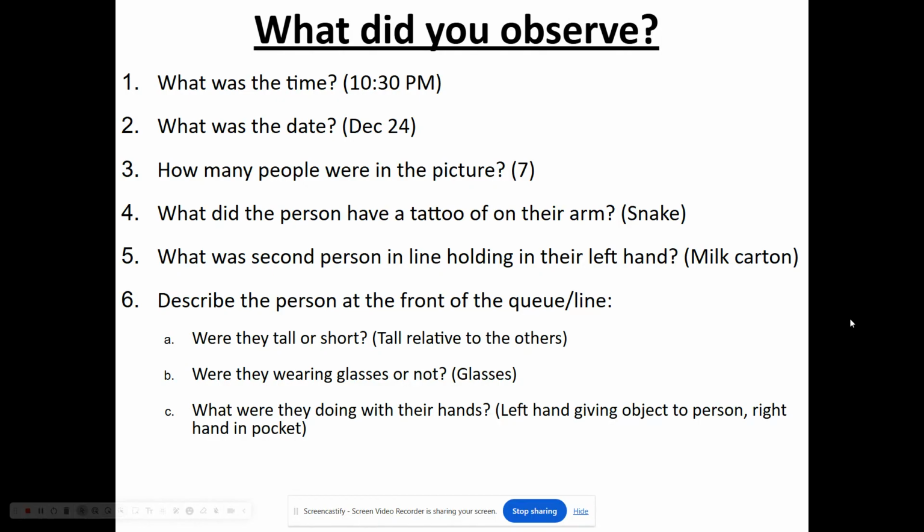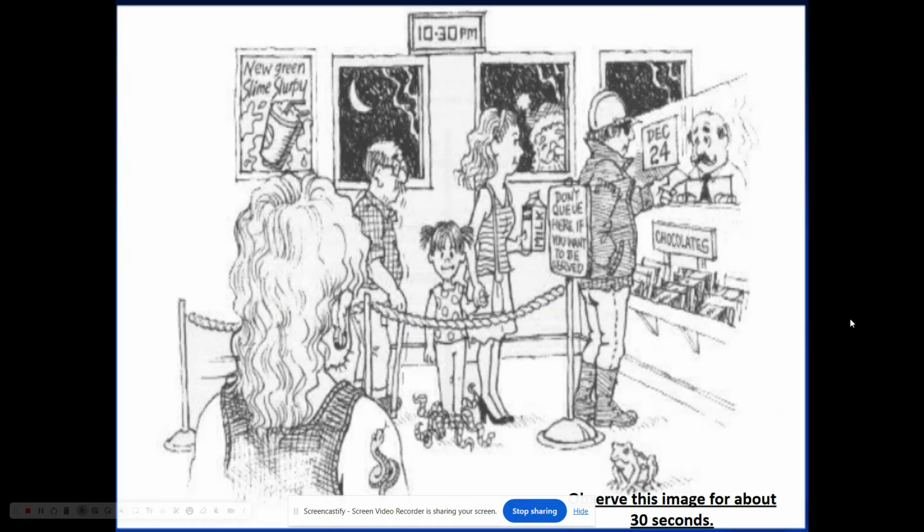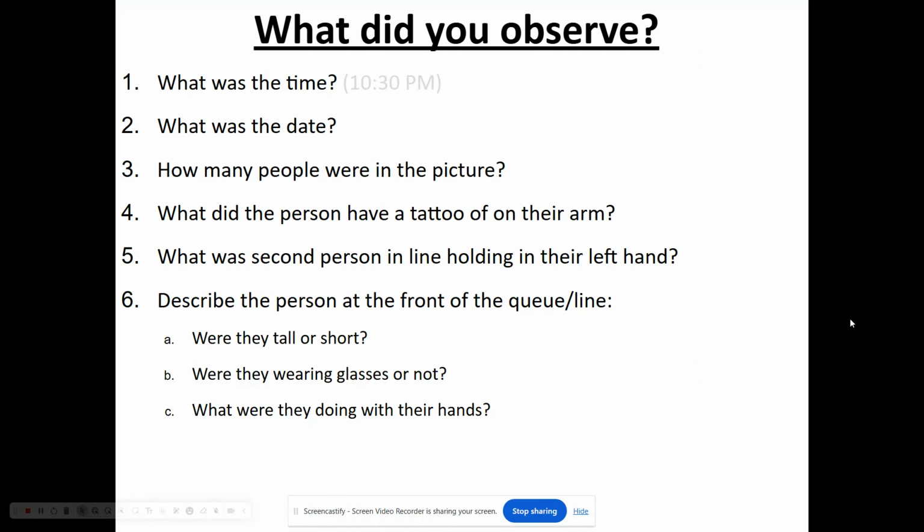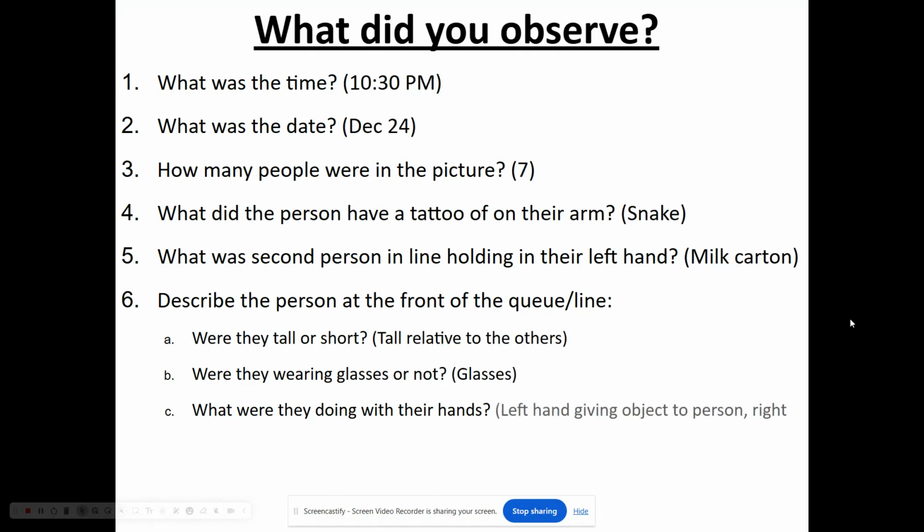So those are simply observations, and then from those observations you can make inferences. Maybe you could look at the date, December 24th, and at the Santa Claus in the previous picture, and make assumptions about perhaps the season in this area. So those are all different things you could look at observation-wise, and you can make inferences from those observations.